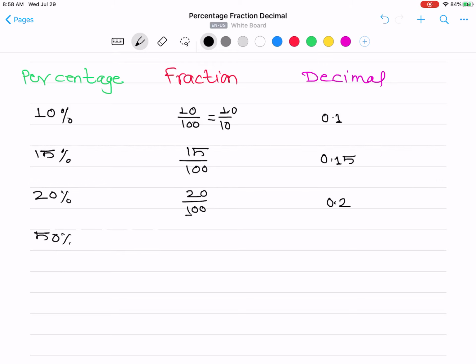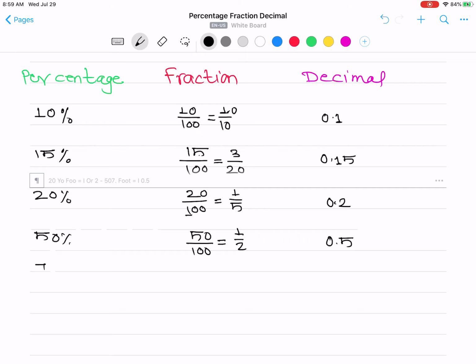Let's go directly to the 50%. This is 50 out of 100, or you can write this as 1 by 2. You can also write this as 5 by 10, and if you divide by 5, you get 1 here and 2 here, and these are the equivalents. You do not need to take care of these, but if you reduce them to the lowest numbers, it's good to visualize. The 50% in fraction is 1 by 2, and in decimal it's 0.5, just half.